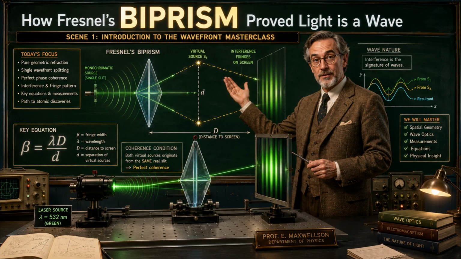Today, we analyze a brilliant mechanism that isolates the true nature of light through pure geometric refraction, Fresnel's Biprism. As a physics enthusiast, I want you to look past simple textbook sketches and focus on the strict spatial geometry at play. We will break down how a single wavefront can be elegantly divided to create perfect phase coherence without the mechanical interference of scattering slit boundaries.